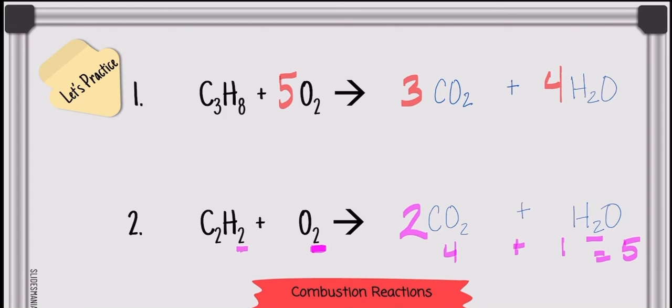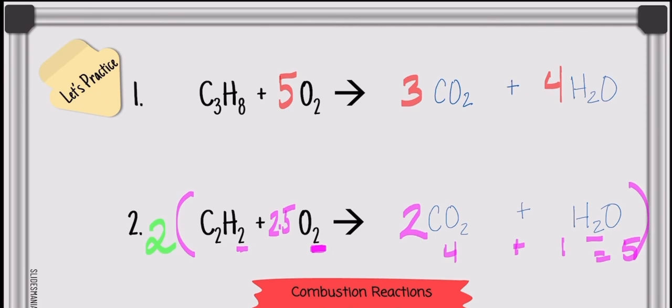To get 5 oxygens on the reactant side, we would need to put a coefficient of 2.5 in front of the oxygen molecule. Typically, we do not want to have a fractional coefficient. To eliminate the use of a fraction, what we can do is multiply the entire equation by 2.